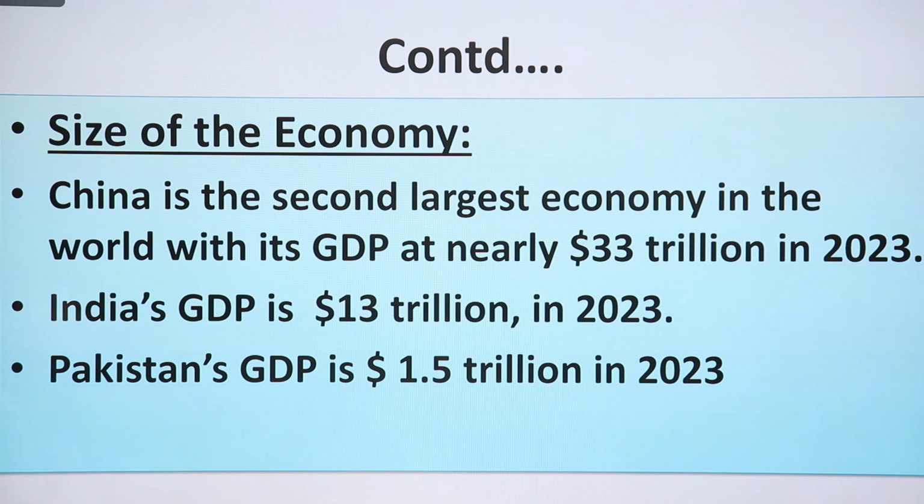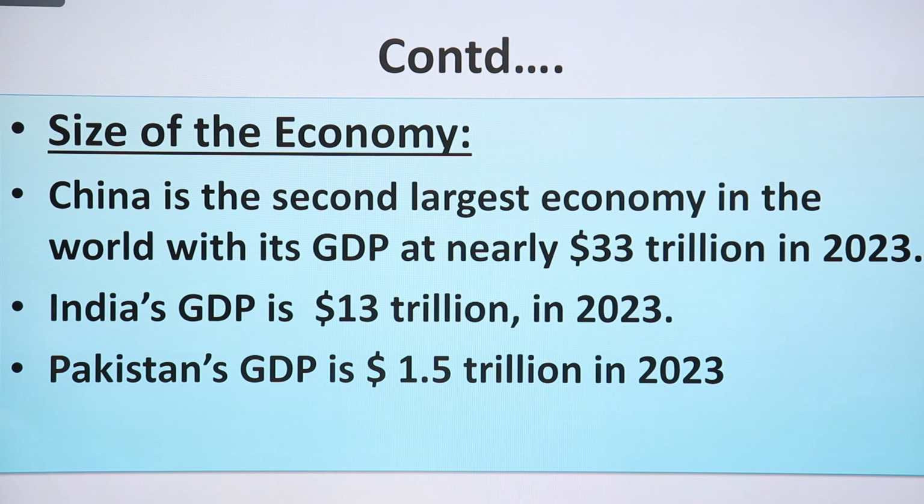Now, size of the economy. China is the second largest economy in the world with its GDP at nearly $33 trillion in 2023. So it is $33 trillion on a purchasing power parity basis, PPP basis.